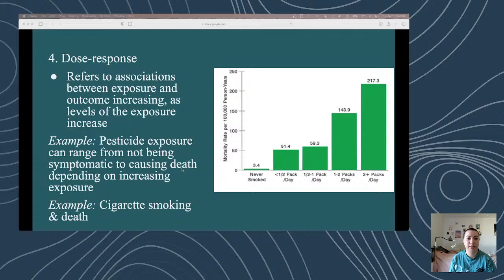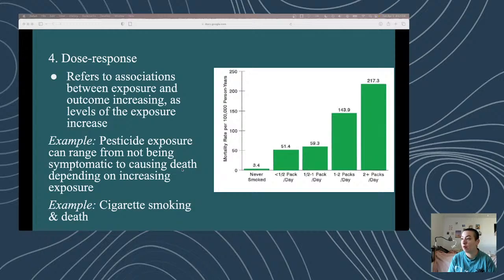And for example, pesticide exposure. Pesticide exposure can range from not being symptomatic. You could be on a farm, driving by a farm and be exposed to pesticides. You could eat a strawberry without washing it, be exposed to pesticides, and not be symptomatic, to causing death. If you are on the field when the plane goes over, you will die.